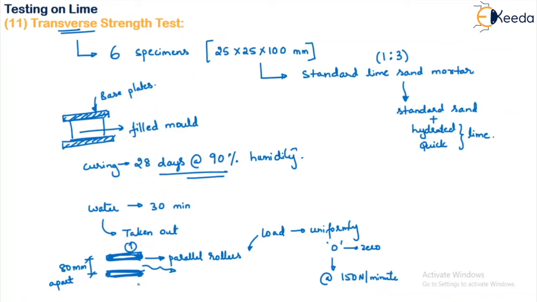So say this is your first roller, this is your second roller, and this is your third roller, which will come in between the two rollers so that it will form a break in the specimen. Till that particular point we have to go on increasing the load. Once we do this, we can calculate the modulus of rupture of the test specimen.